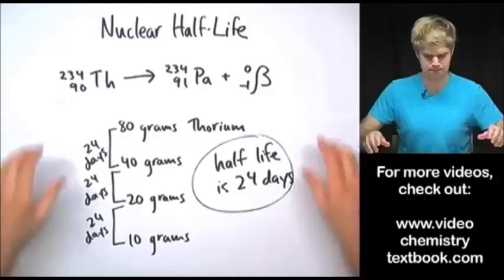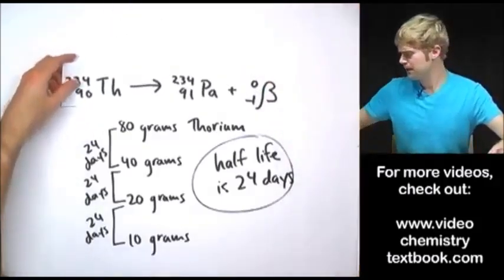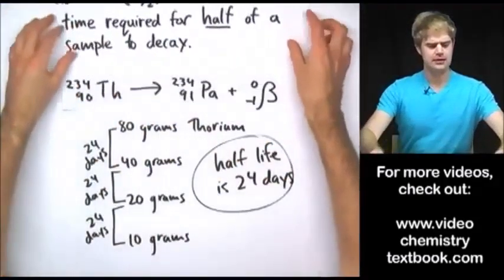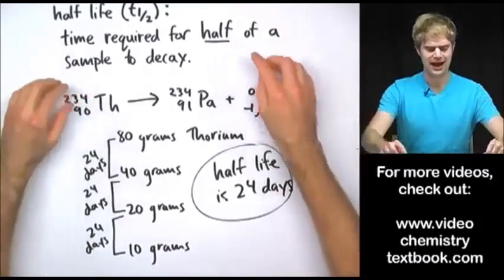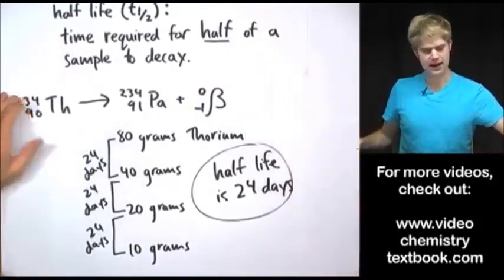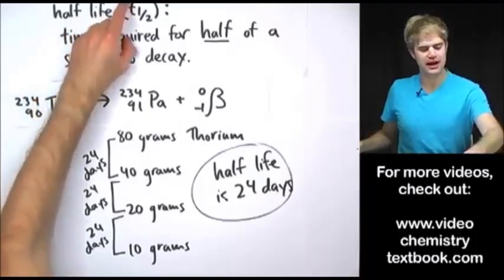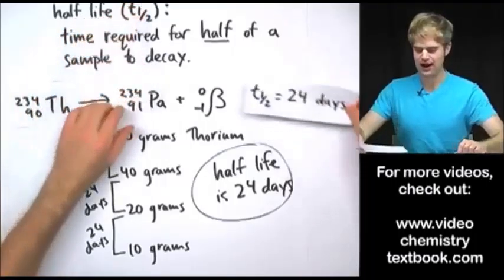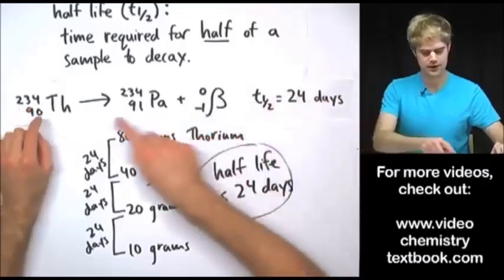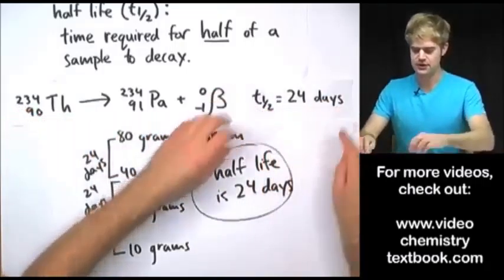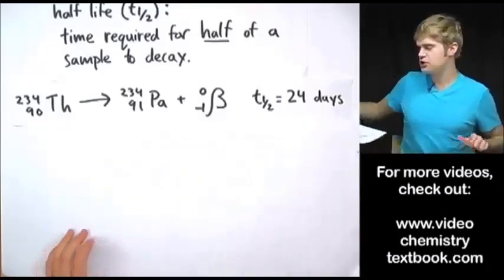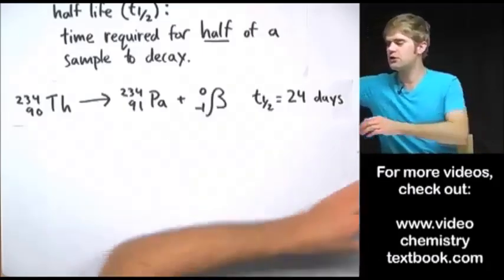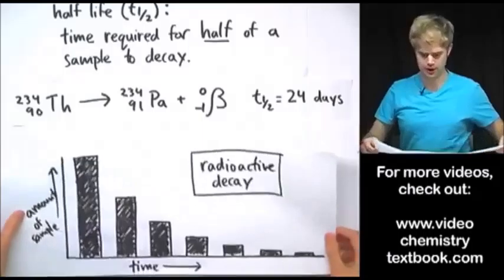Okay, so anyway, we say that half-life is the time required for half of a sample to decay. And we often abbreviate half-life with lowercase t with this 1/2. So I can write here that the t 1/2 for this is 24 days. Okay? Maybe you're more of a visual person. So let's look at a quick graph of what's going on here.